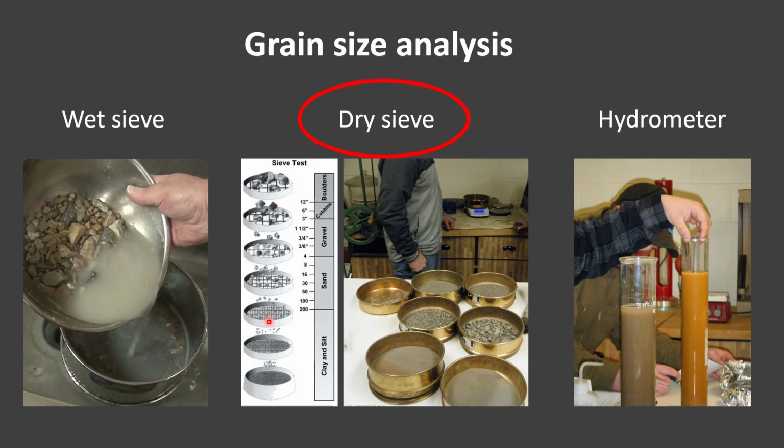Remember last week in the wet sieve, all we were able to do was separate out soil right there along the 200 pan. So we were essentially separating out coarse soil, sands, and potentially gravels from fine soils, silts and clays.